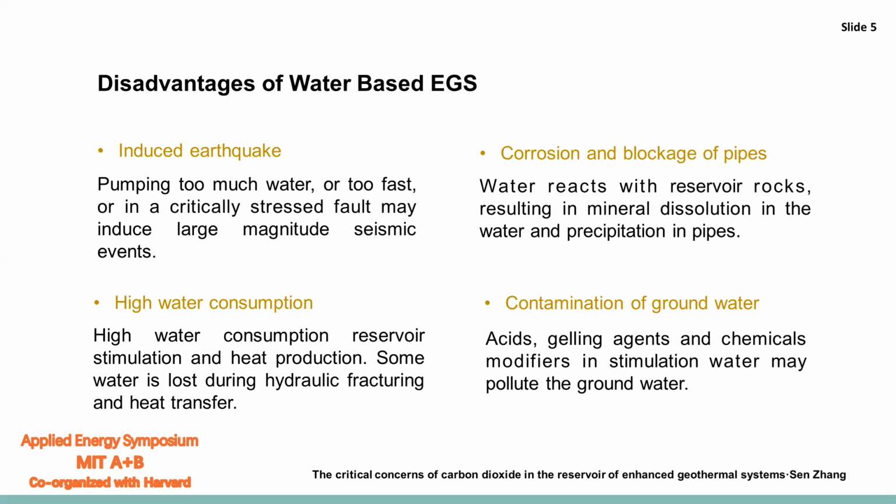Also, you're going to consume a lot of water in the reservoir stimulation and heat production period. And some of the water is going to be lost during this process. In the reservoir stimulation, you always need to add some acids and other additives in the stimulation water. And as that water is lost, you're going to have the groundwater polluted. So those are the disadvantages of water-based EGS.